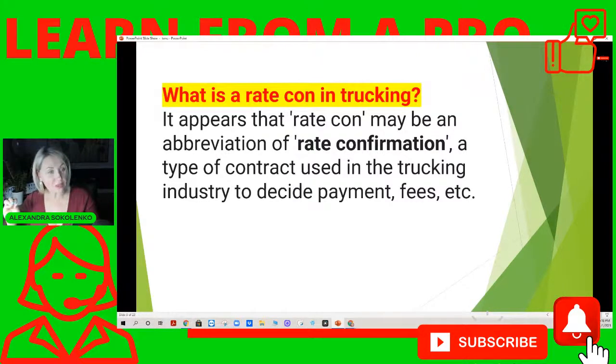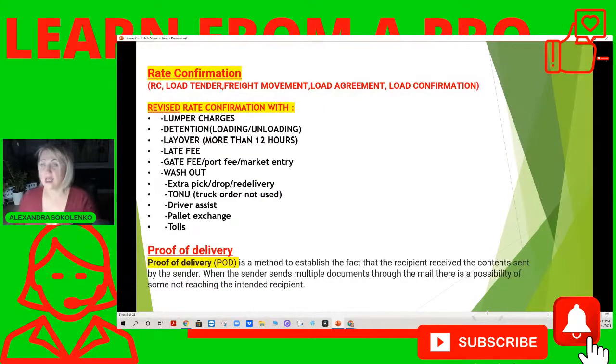And for example, it's going to specify what type of equipment, drive-in, reefer, how heavy the load is, and all the instructions you're going to give to your driver. So rate confirmation has different names, right? My students already know. Usually in trucking, we do not have time. We talk really fast, so we abbreviate some things. So rate confirmation usually is going to be RC.